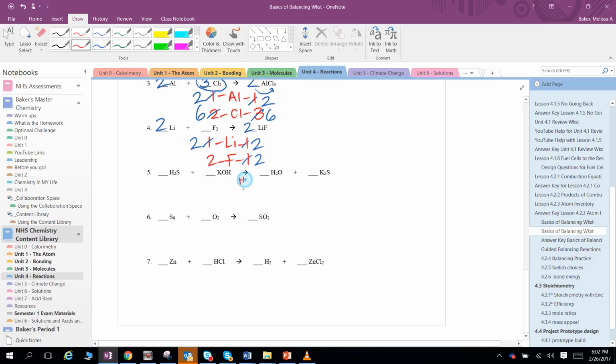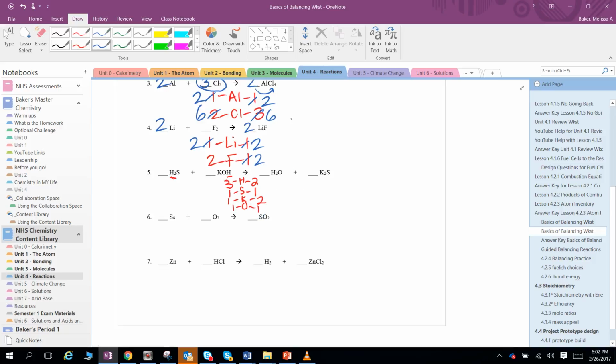A lot of atoms in this one. Hydrogen, sulfur, potassium, oxygen. I've got 3 hydrogens on the left, H2 plus another 1. I've only got 2 hydrogens on the right, so I know we're not balanced. 1 sulfur on the left, 1 on the right. 1 potassium on the left and 2 on the right. 1 oxygen on the left and only 1 oxygen on the right.